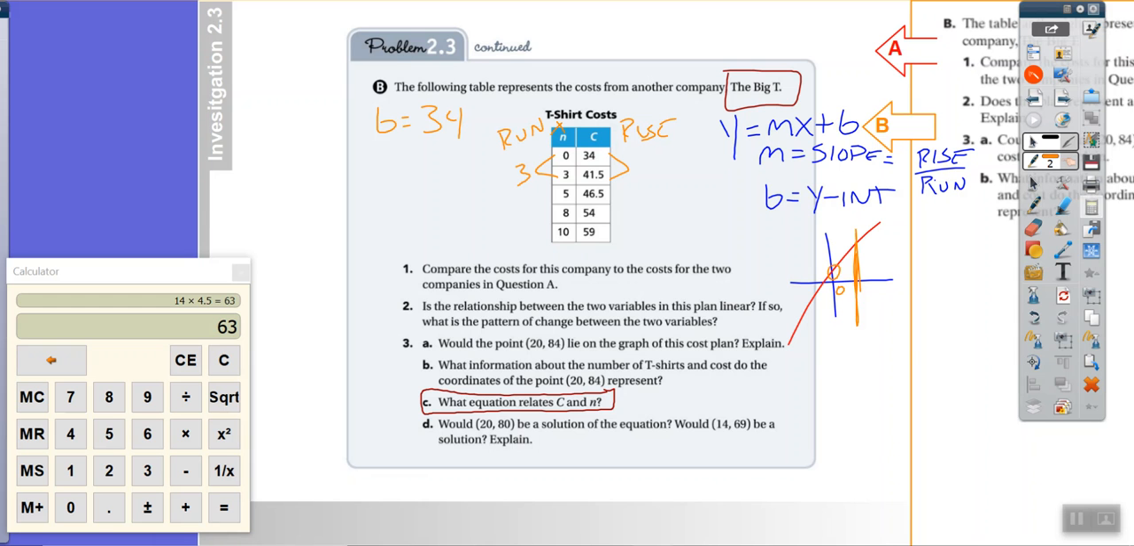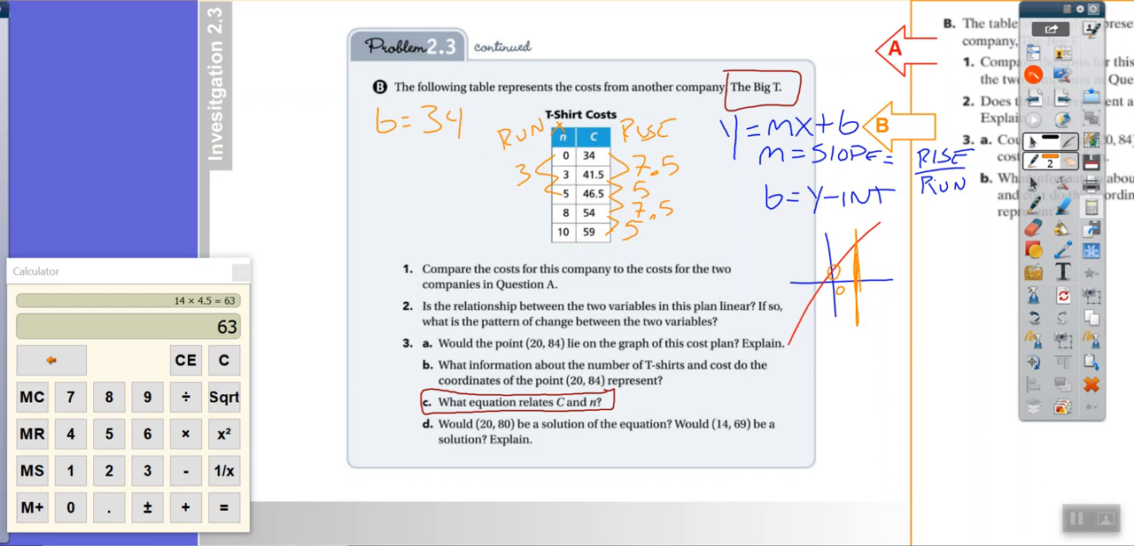So the difference between 34 and 41.5, so that's 6 to get to 40, 7 to 41, so that's 7.5. Between these two is a difference of 5. Between these two, we have a difference of, oh, that's 7.5 again, interesting. And then between these two, we have a difference of 5. Now, on the surface, this may not look like a linear table, but wait.